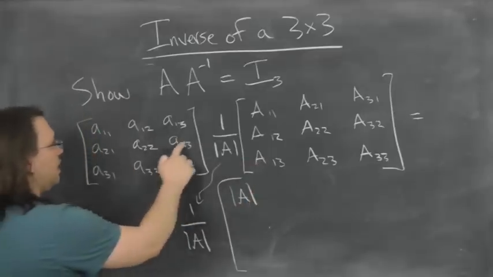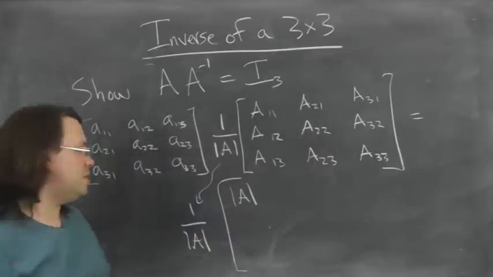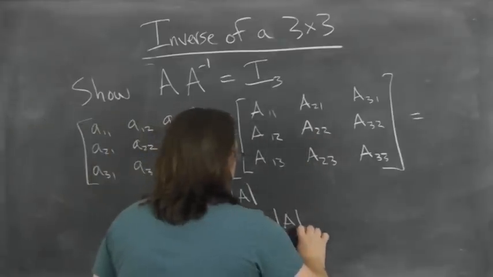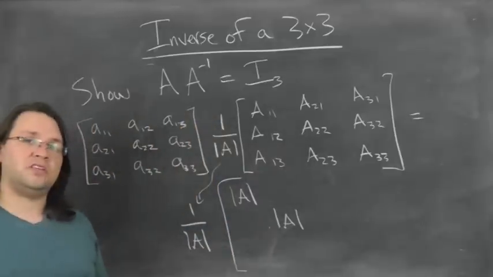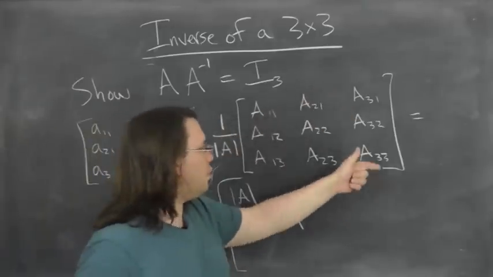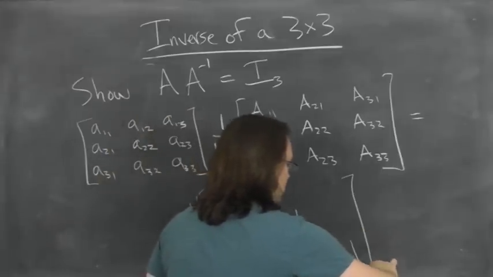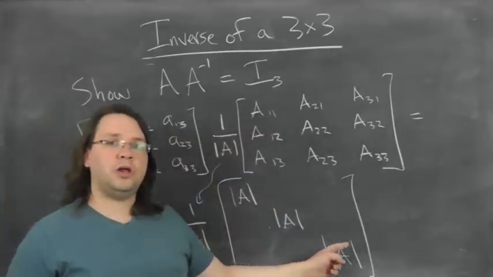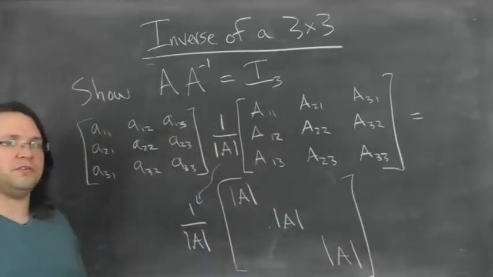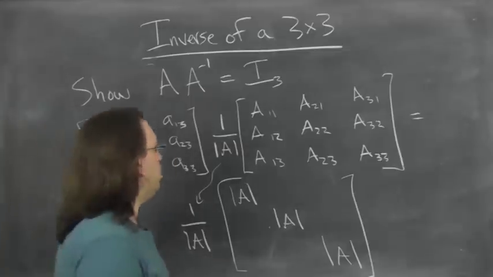Similarly, if you do the second row and the second column, you'll get another formula for the determinant. So we get another determinant, this time on the diagonal, and the same with the third row times the third column. So all of the diagonal entries are the determinant of A, and that's good because we've divided by the determinant out front.